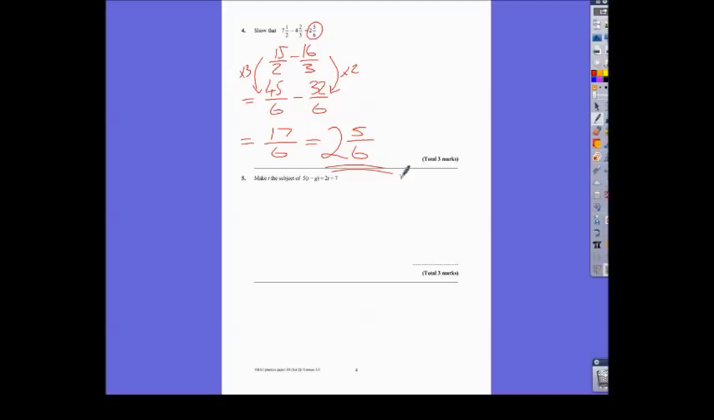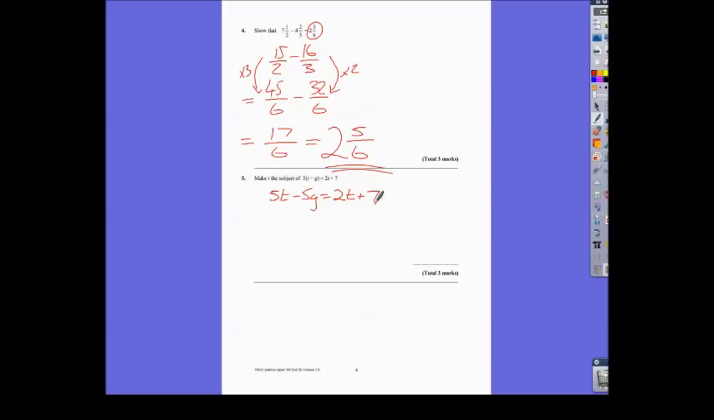Make t the subject of 5 brackets, t minus g equals 2t plus 7. Now, there are t's on both sides of this, so first of all we need to get them all together. And whenever we've got a set of brackets or a fraction in an equation, we want to get rid of those first. So the first thing I'm going to do is expand those brackets to give us 5t minus 5g equals 2t plus 7. I've not done anything to the left just yet.